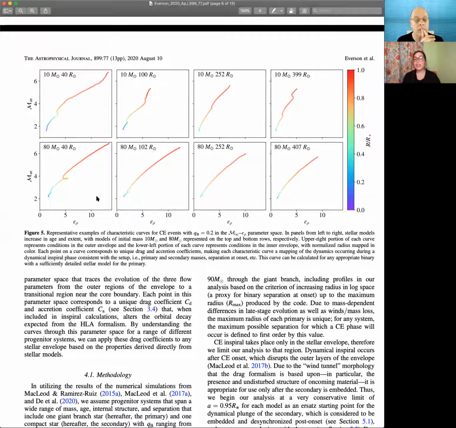What that means is if you are going through dynamical in-spiral after a very messy onset and have had a lot of mass loss, it's very likely you're going to be going through a very small region of Mach and epsilon rho. Whereas if you're dealing with a Darwin tidal instability, you're going to cross a much wider range, and that means you're going to have very different types of drag as you're going from the beginning to the end of this dynamical in-spiral. So that's going to be a very interesting looking in-spiral.